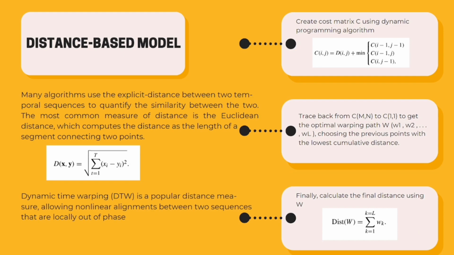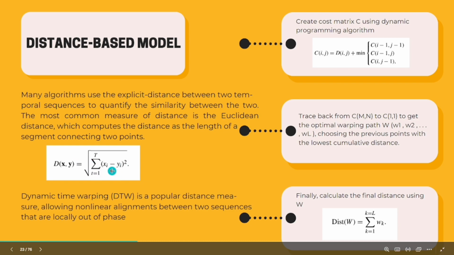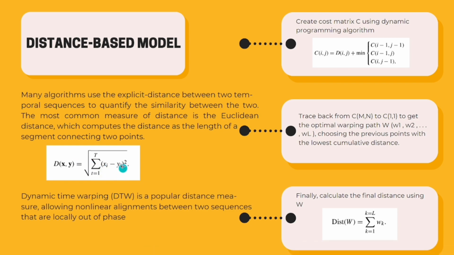Okay, moving on to distance-based models. A distance-based model is an algorithm that explicitly measures the distance between two sequences to quantify the similarity between the two. The simplest approach is to use the Euclidean distance, where we just calculate the distance by using a simple (x minus y) squared.